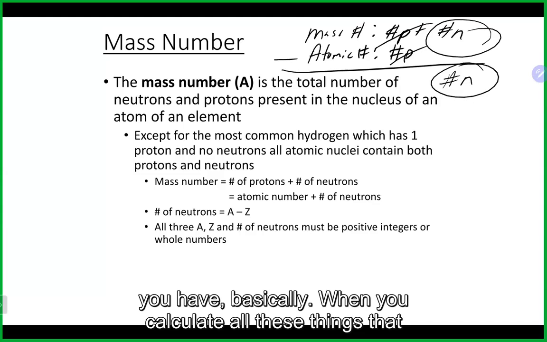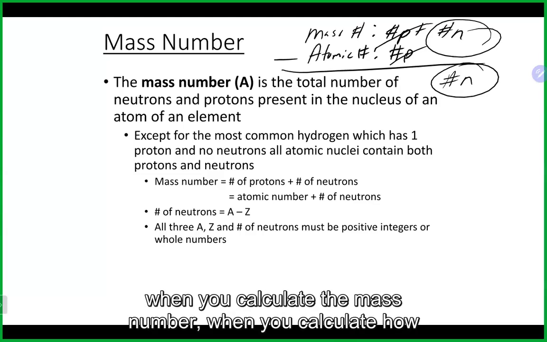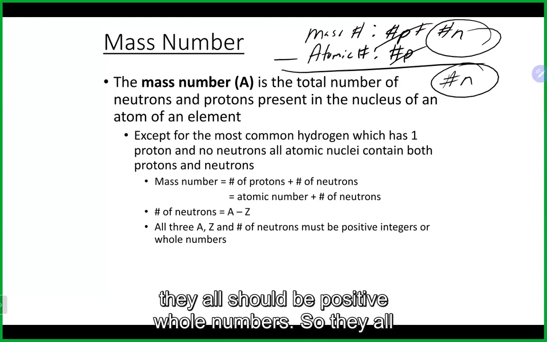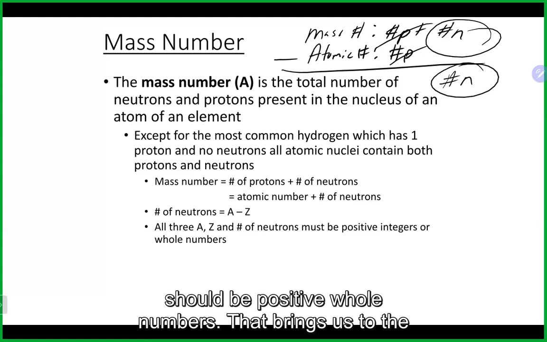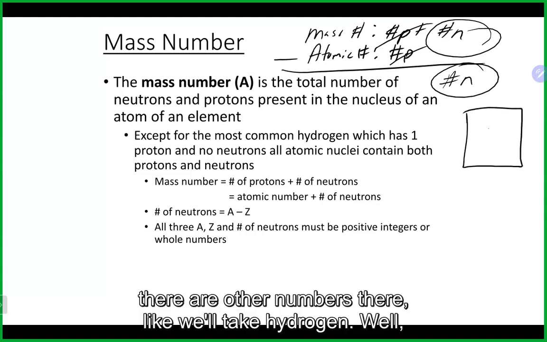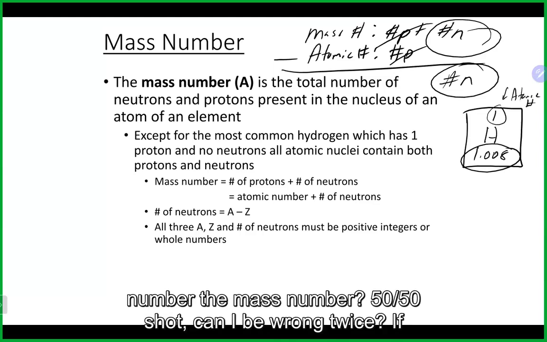When you calculate all these things that we're talking about here, when you calculate the atomic number, the mass number, how many protons, electrons, neutrons there are, they all should be positive whole numbers. That brings us to the important question: when I look at the periodic table, there are other numbers there. Like we'll take hydrogen. Well, we know this top number is the atomic number. Is the bottom number the mass number?